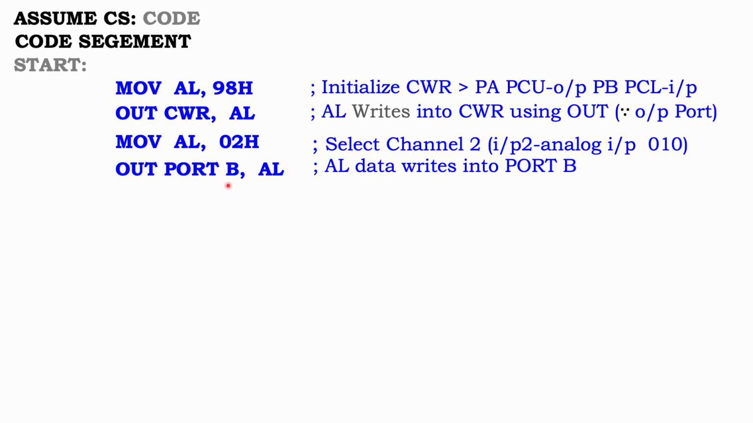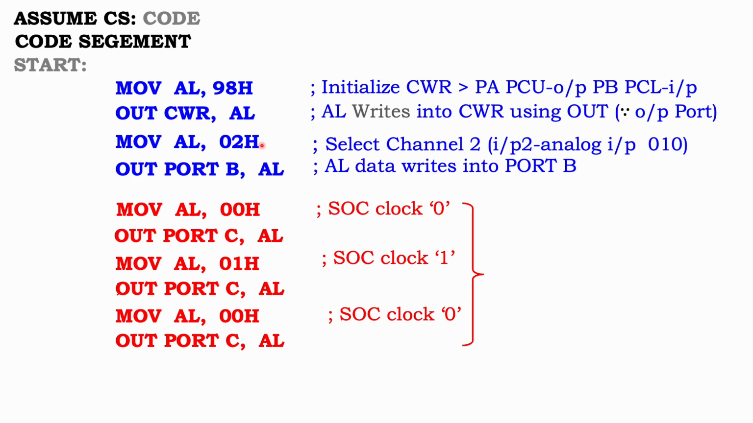Port B is the output port. So the output port will be initialized with our analog input, that is 02, which we are providing in the ADC 800 IC. Now, I said there are only 3 steps. This is the first step, initialization, and it is over. It defines which port is acting as input or output.